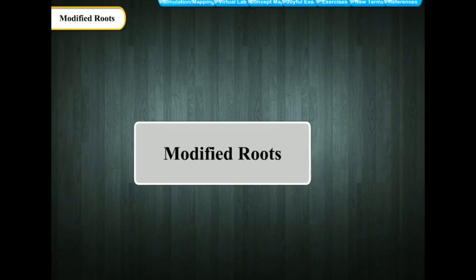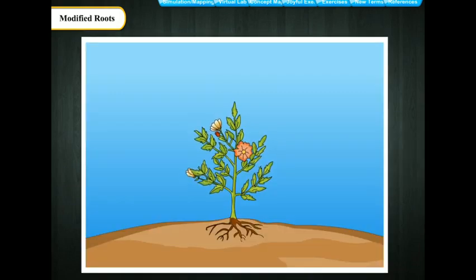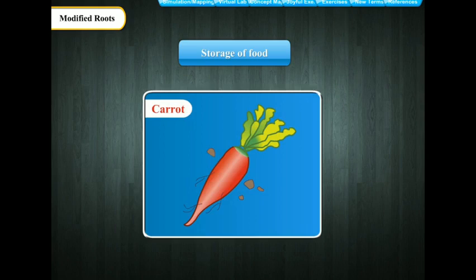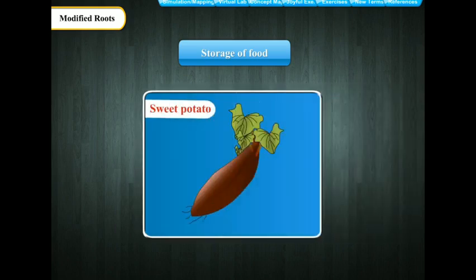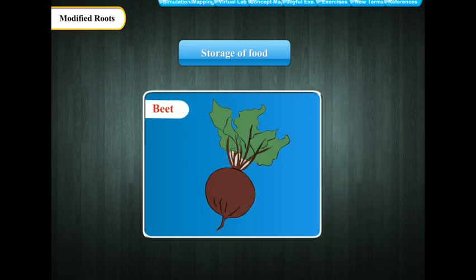Modified roots. Roots of some plants are modified to perform additional functions. Let us study some of the root modifications and their functions. Storage of food. In plants like carrot, turnip, radish, sweet potato and beet, the roots are swollen. These are called storage roots.